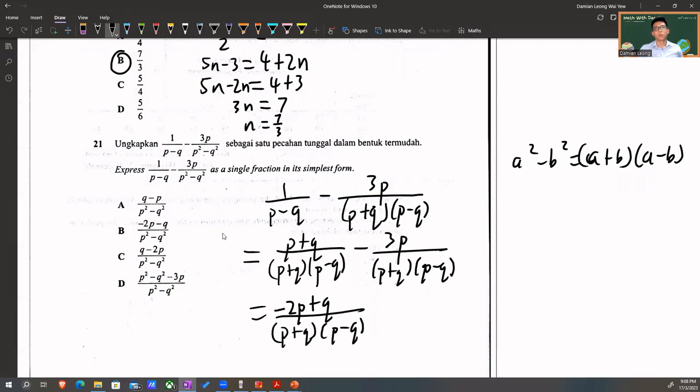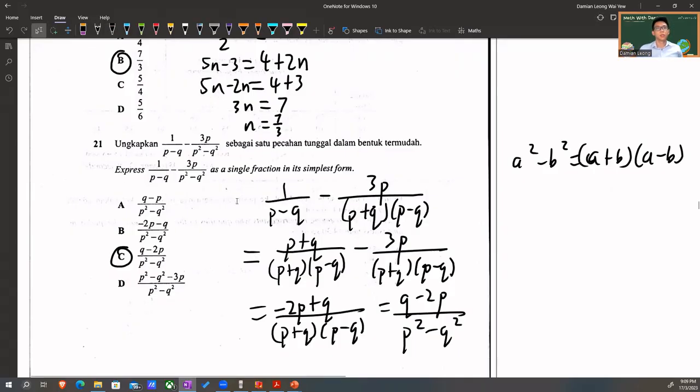Yeah. So negative 2p plus q is the same as q minus 2p. I can put the positive term in front. So make sure you know it's the same thing. And this, I can change back to p squared minus q squared also. So answer is C.